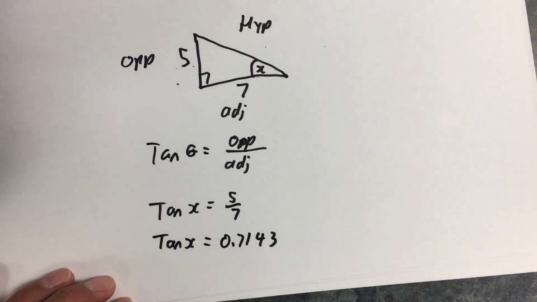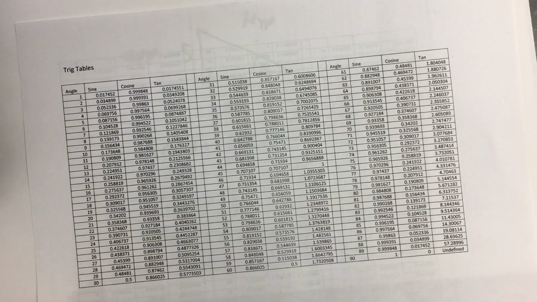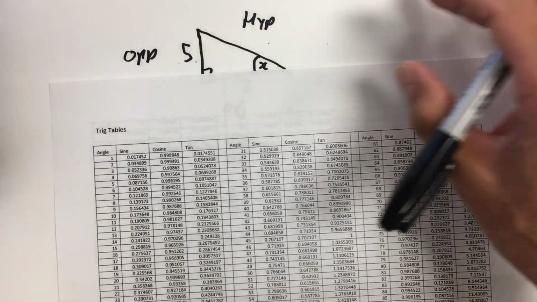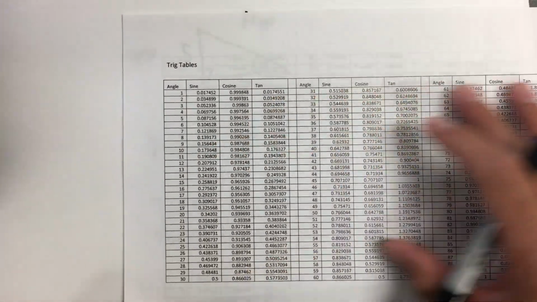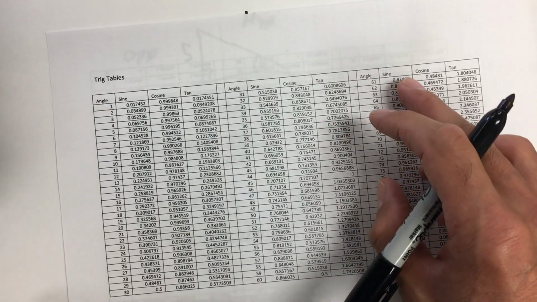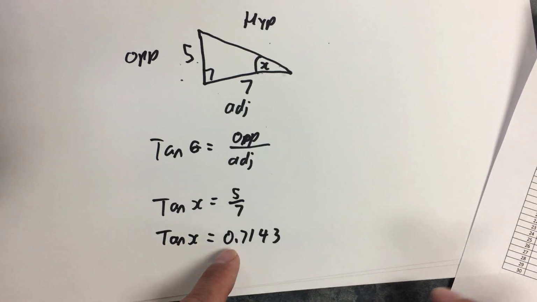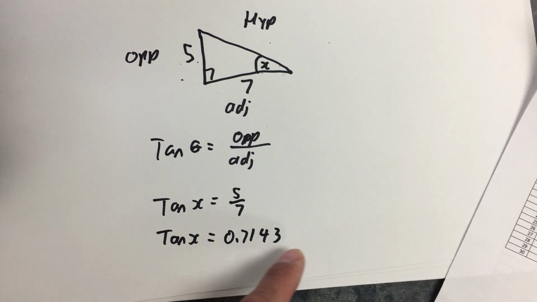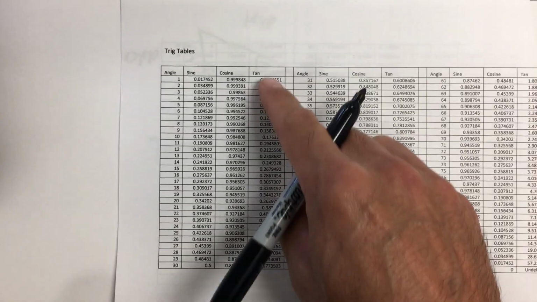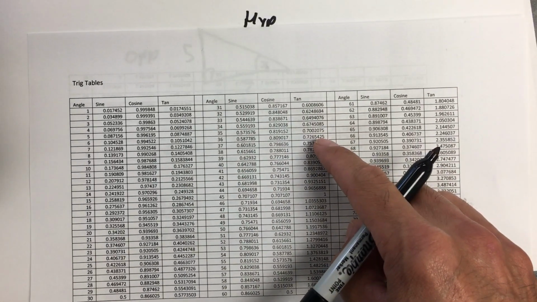Now teachers, this is why I recommend you teach trig with a table at first, because that way there's no confusion as to whether you're using sine or inverse sine, tan or inverse tan. It's just clear as day on the table, whether you're looking for the angle when you have a ratio or looking for a ratio when you have an angle. So the tan of X is 0.7143. So I'm going to look in the tan column for 0.7143, or as close as I can find.